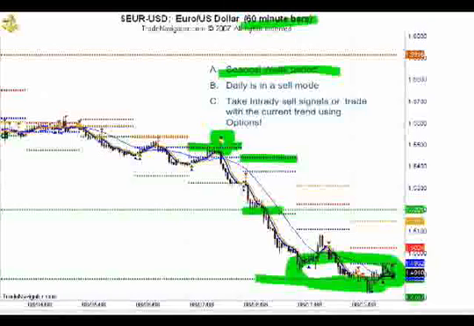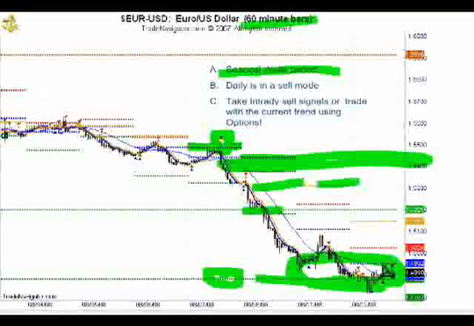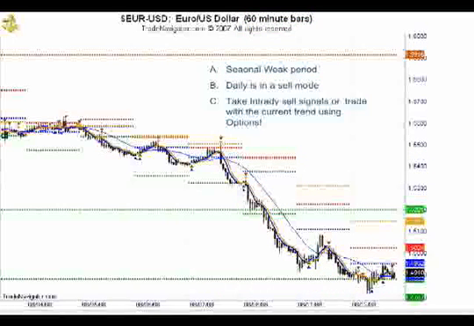So the rules are, look for a seasonal weak period of time. If the daily's in a sell mode, then take intraday sell signals or trade with the current trend, and do so with options. If you have an idea that our monthly support is around 149, well, by gosh, don't buy a 145 put. That's too far out of the money, right? If you know the markets are around 155, 154, and you're in a daily and seasonal weak period of time, I mean, in 1, 2, 3 trading days, you had almost a 400-point move. Plenty of opportunity to make the right decision and plenty of opportunity to profit.